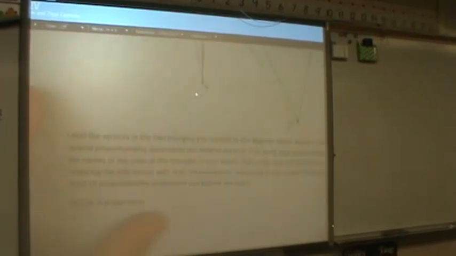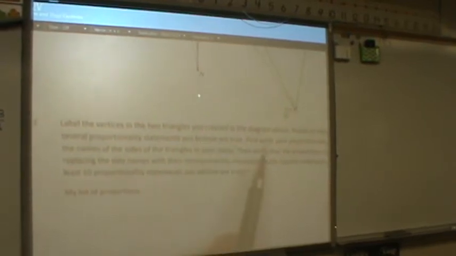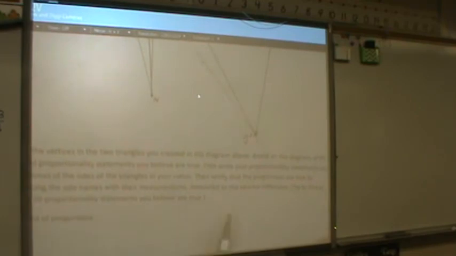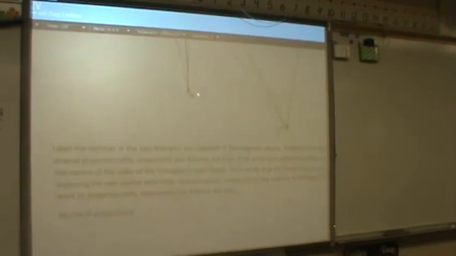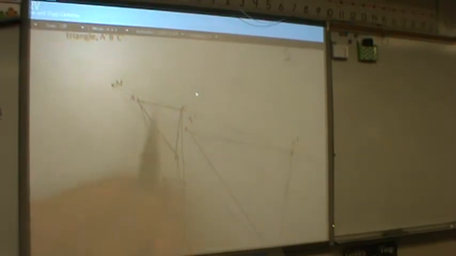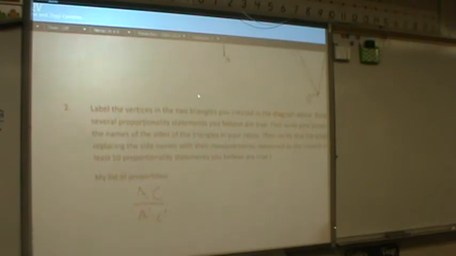Now, the next thing it wants us to do is label vertices in the 2 triangles you created in the diagram above, okay? So we labeled the vertices as we went through, and it wants us to create some proportions. If we go through my list of proportions, what does it mean by proportions? It means it wants us to compare and list corresponding sides, AC to A prime C prime. So that would be one proportion. And how we do that is AC over A prime C prime.